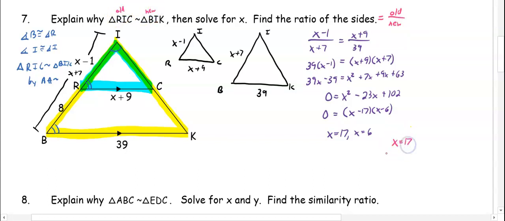So if x is 17, the ratio of the sides, 17 minus 1 is 16, 17 plus 7 is 24. So I have 16 over 24, which would be 2/3. Then if x is 6, the ratio of the sides would change because we're going to have different side lengths. So if I put 6 in, 6 minus 1 is 5, and 6 plus 7 is 13, so we have 5 over 13.